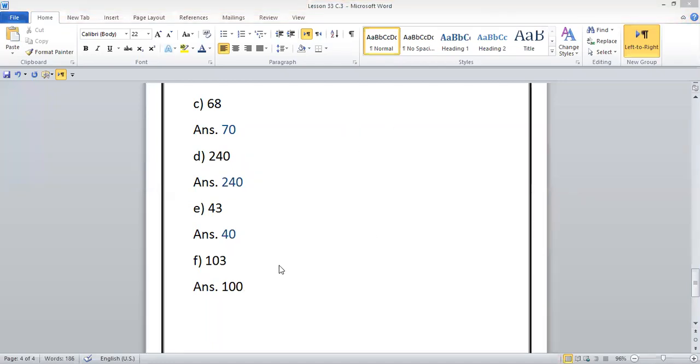100. That's very good. This is the answer. Why 100? Because on the ones place, this is 3, and 3 is less than 5. Don't need to add 1 here on the 0. 100 will be the same, 0 will be the same, and instead of 3, you just need to write 0. The answer is 100.